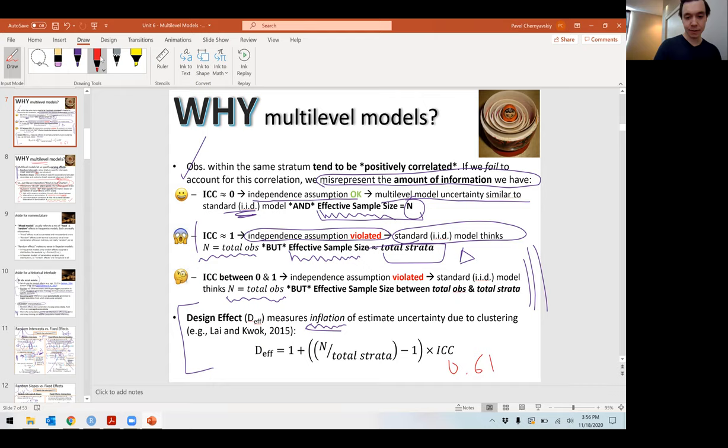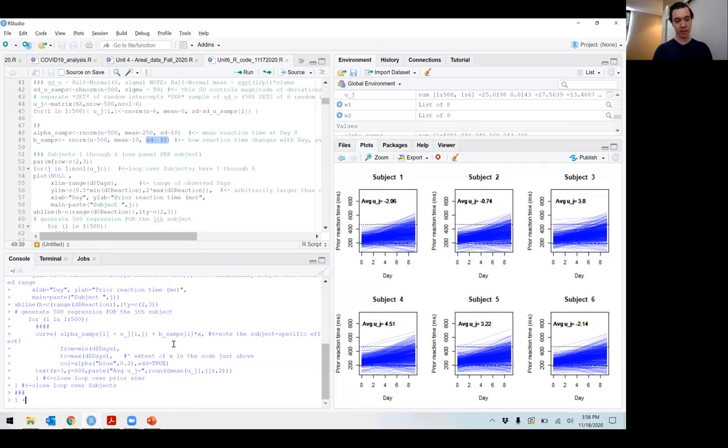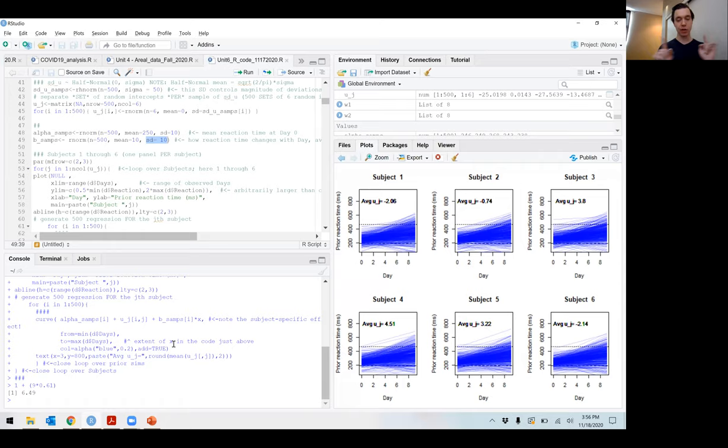So it's 10 minus 1 times 0.61, and we add that to 1. So 1 plus 9 times 0.61, all right, design effect. So if we did not account for the clustering due to subject, we'd be inflating the uncertainty in our estimates by 6.5 times. So very clearly, it makes sense for us to treat subject as a random intercept and account for that clustering.